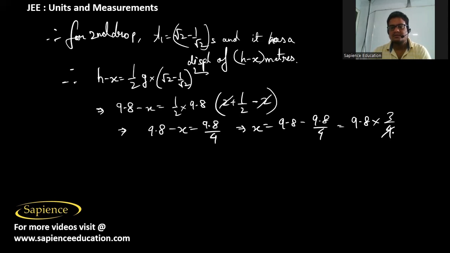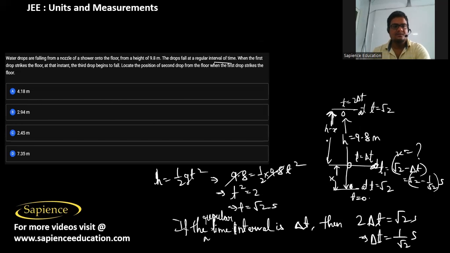So this will be, 4 twos are 8, 4 fours are 16, 4 fives are 20. So it is 3 into 2.45. So that is 3 fives are 15, 3 fours are 12, 13, 3 twos are 6, 7, 7.35 meters from the ground. So the position of the second drop from the floor when the first drop strikes the ground will be 7.35 meters. So option D is the correct answer.